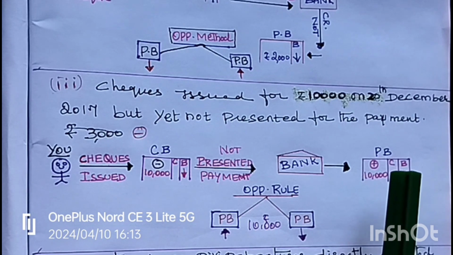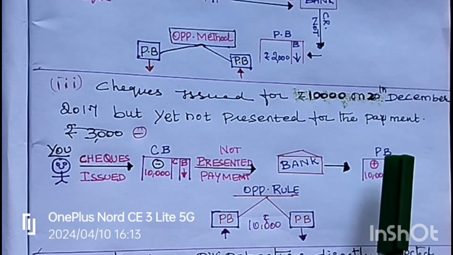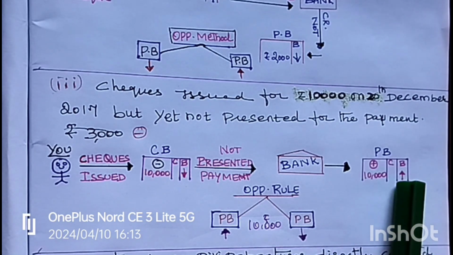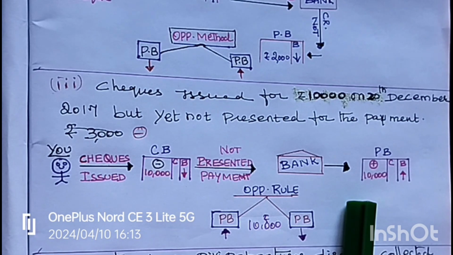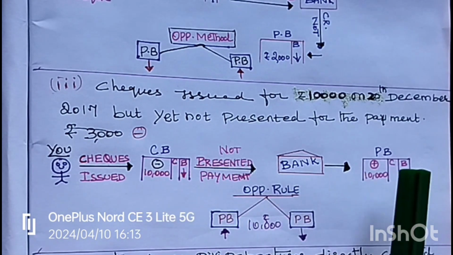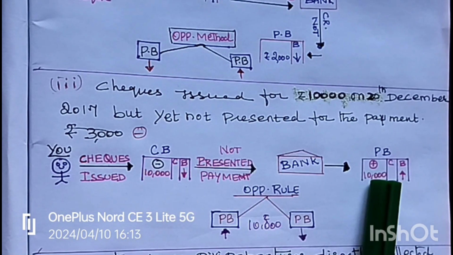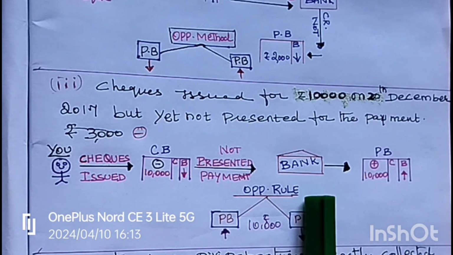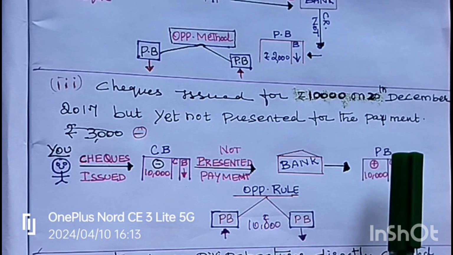So what happened in the bank passbook? The bank passbook shows 10,000 rupees not decreased. What we have to do? In the bank reconciliation statement, we show the same balance in the cash book and the passbook. On both books it shows the same balance. So here we have used the opposite method. What is the opposite method?